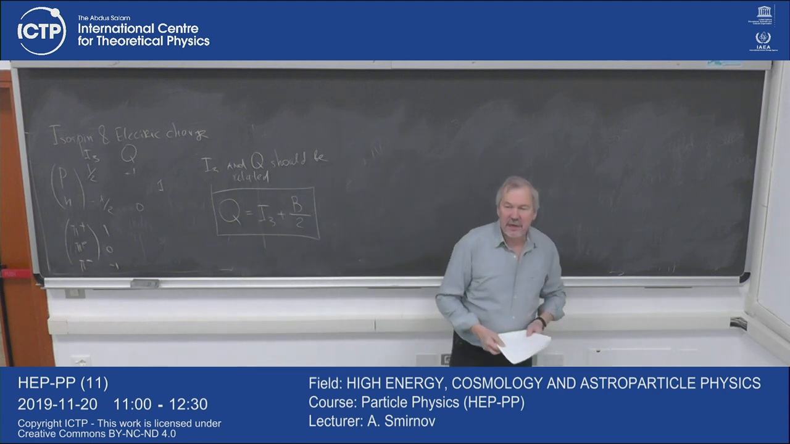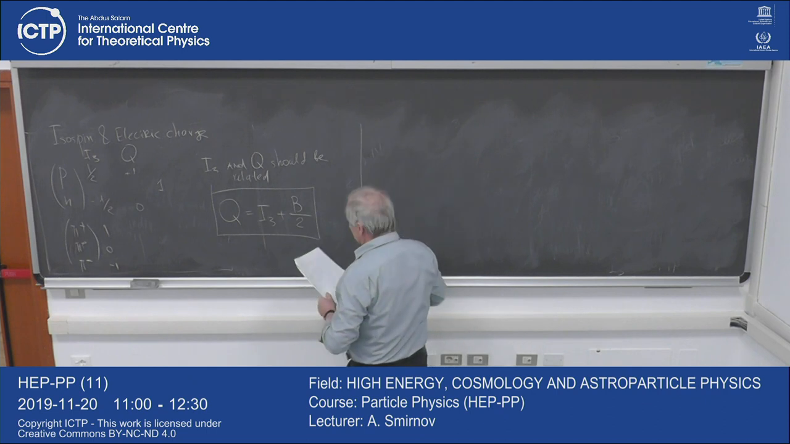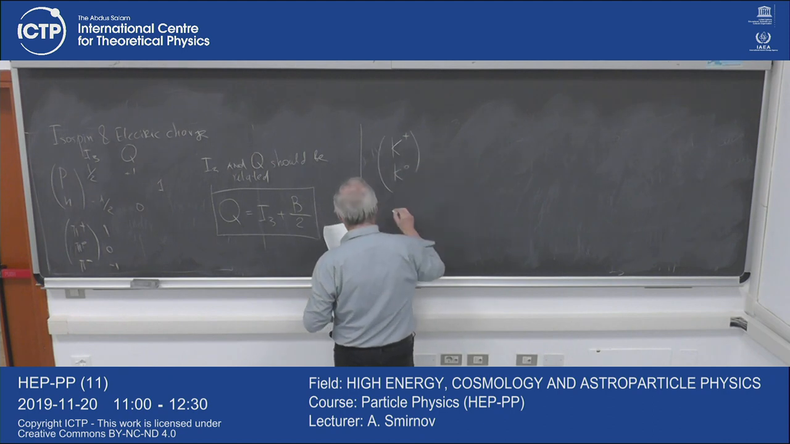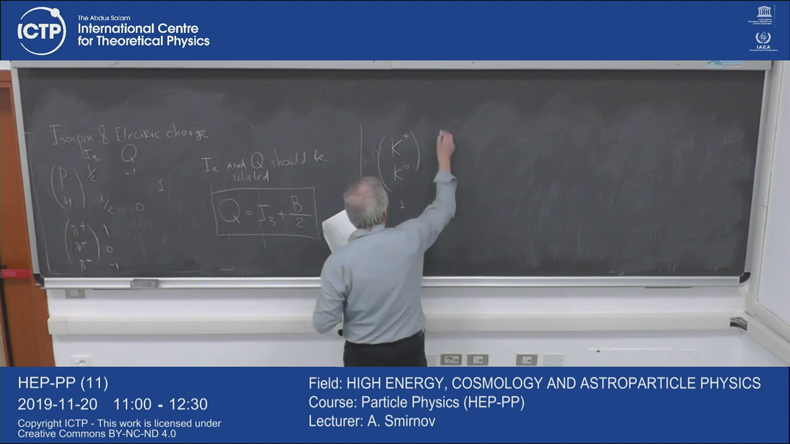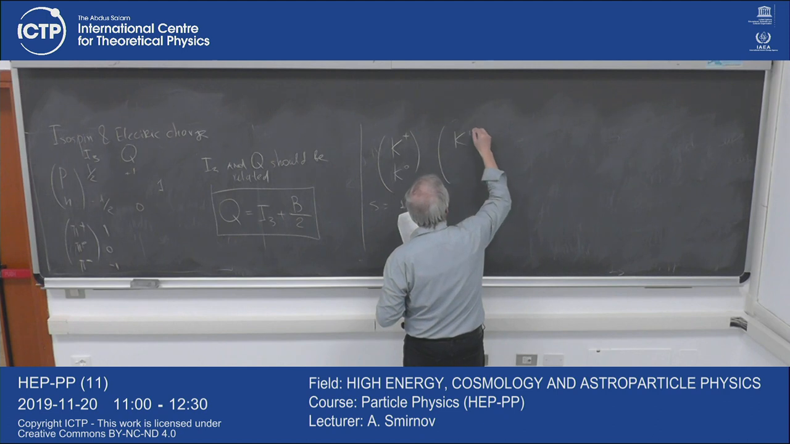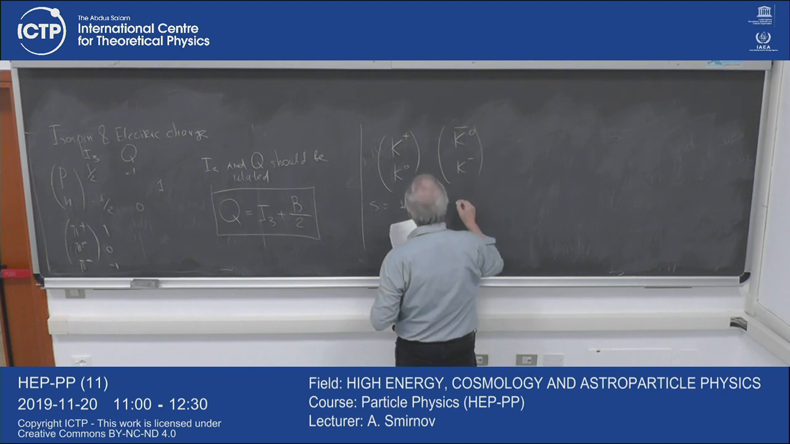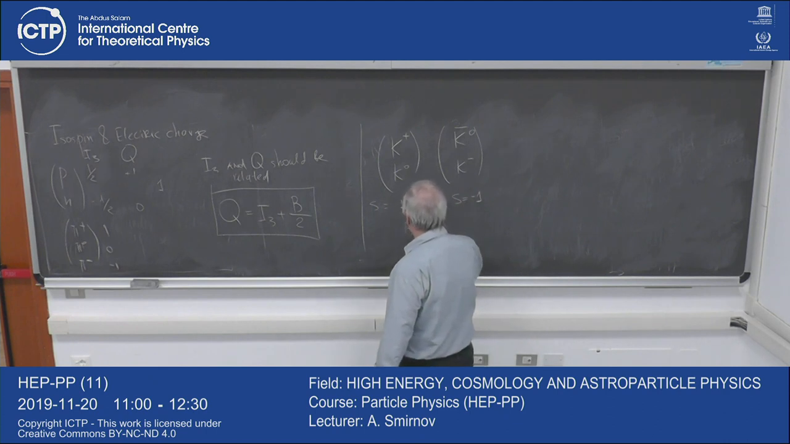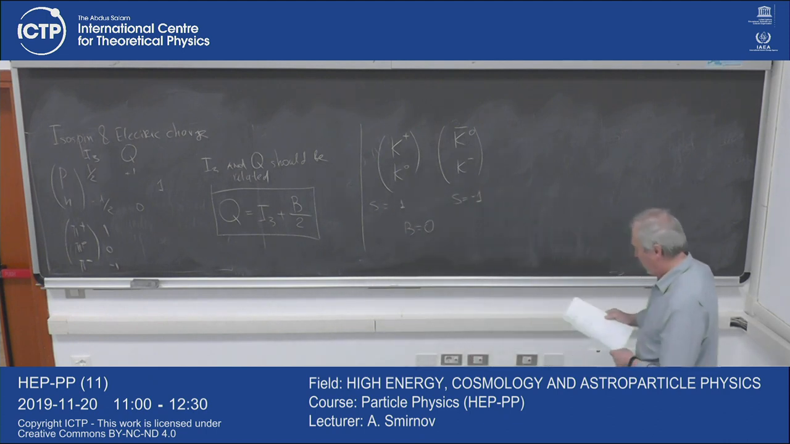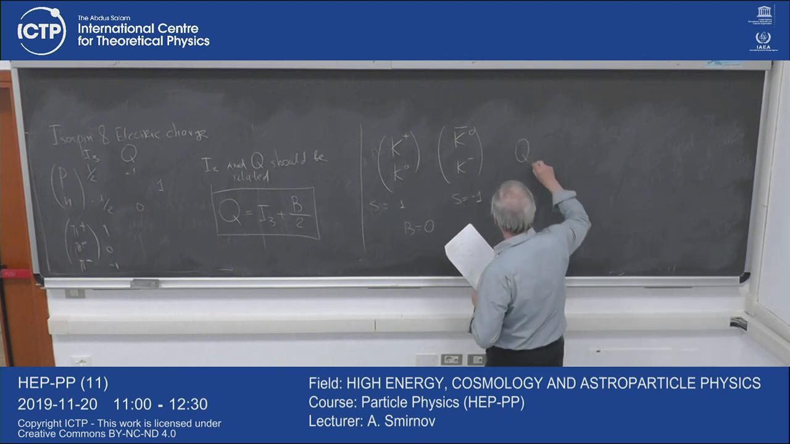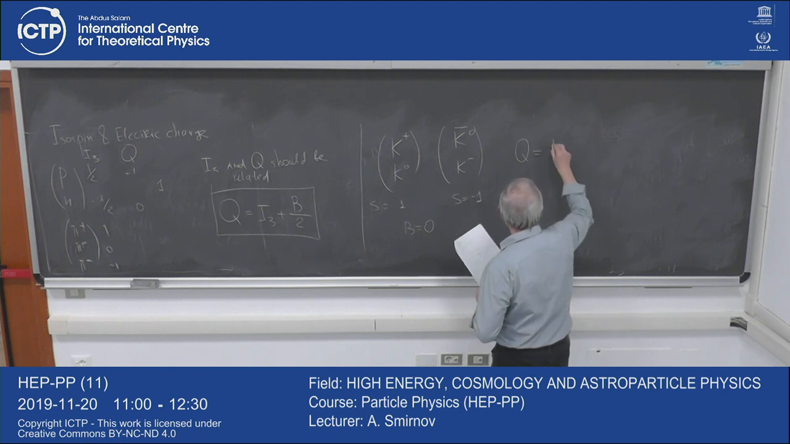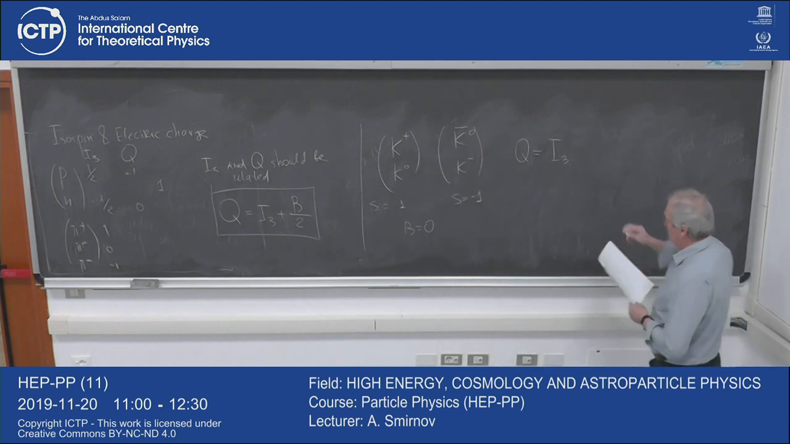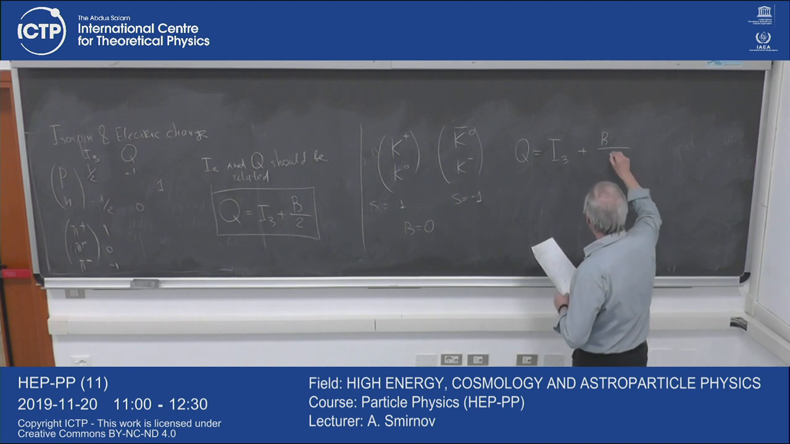Fine. Now we have strange particles. Actually, there are two doublets of strange particles: K plus and K zero, which have strangeness 1, and K zero bar and K minus, which have strangeness minus 1. Of course, these particles have baryon number 0. Now, how would you write a relation between electric charge and isospin in this case? It should still be I3 because the charge changes by 1 unit. So we can add B over 2.